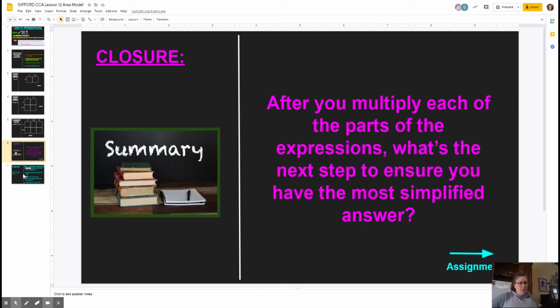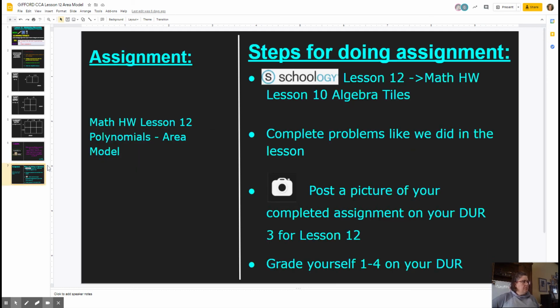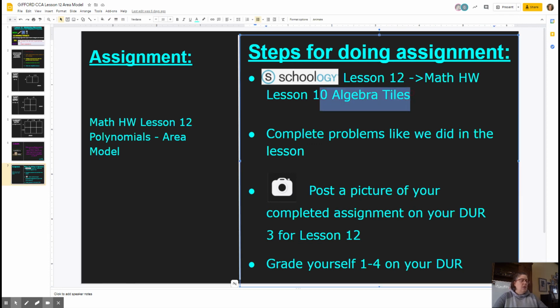Then when you are ready to go back into Schoology. If the white folder is not in Schoology, click refresh on your screen. It's the lesson 12 worksheet. Complete the problems like we did in today's lesson. So draw that rectangle, show the parts underneath, and then post a picture of your completed assignment on your DUR. And then make sure that you rate yourself.